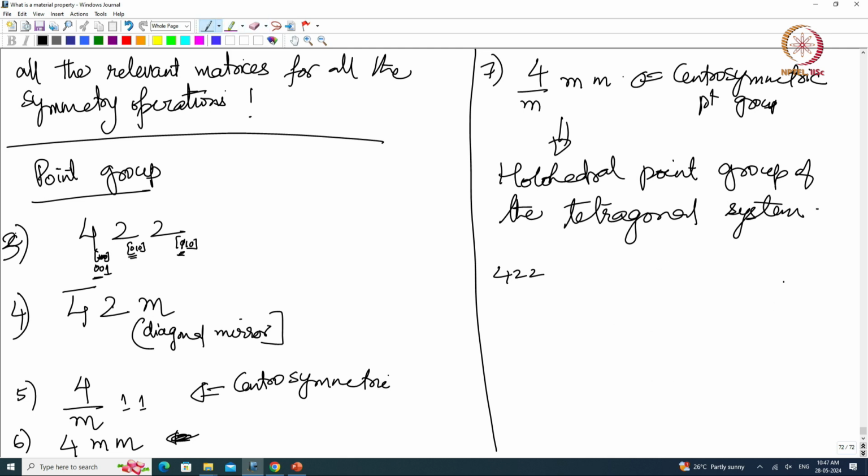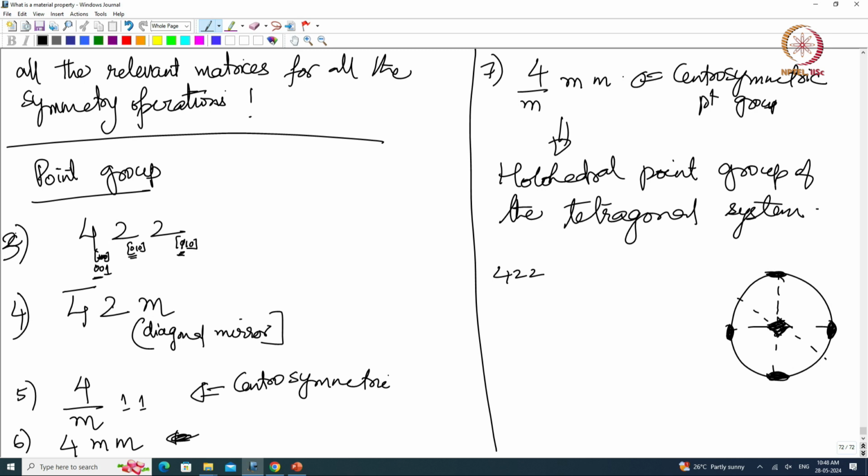Let us just have the symmetry elements first. I have a 4 fold axis of symmetry here, and nothing is a mirror. These thin lines are not mirrors, they are just axes. So, perpendicular to the 4 fold is a 2 fold axis of symmetry. This is one 2 fold axis of symmetry, and this is a 4 fold axis. Just by virtue of there being a 4 fold axis of symmetry about the C axis, I should get the other 2 fold axis of symmetry. If you rotate this by 90 degrees, the symmetry should be retained.